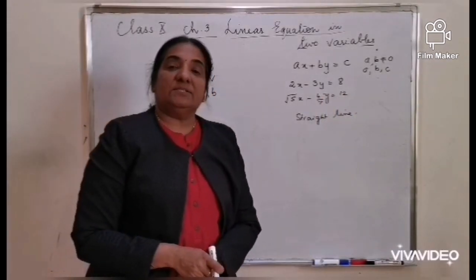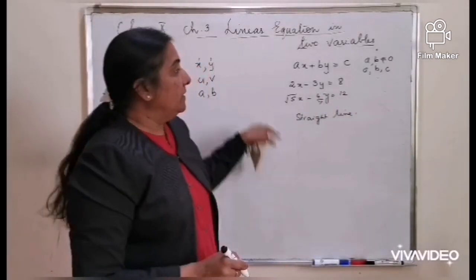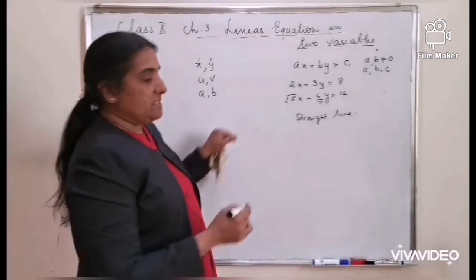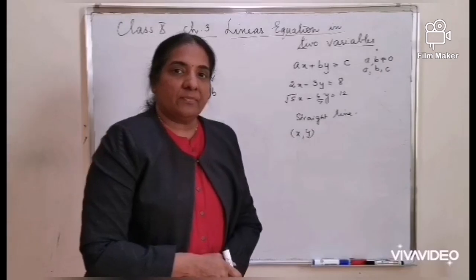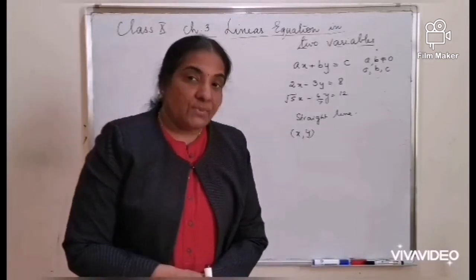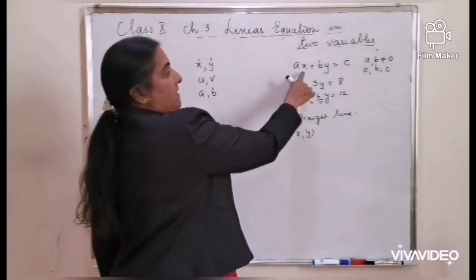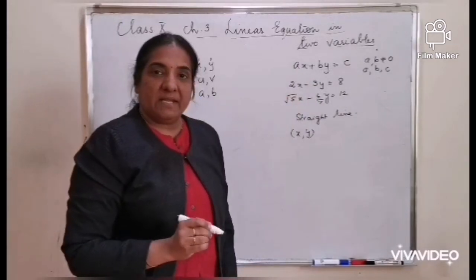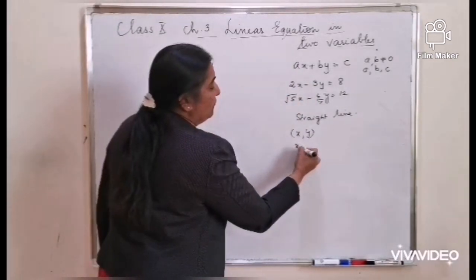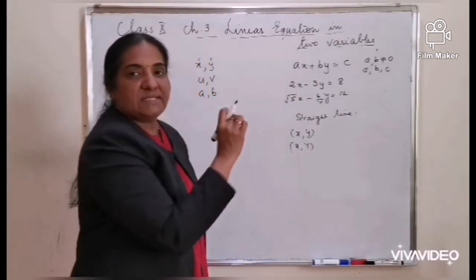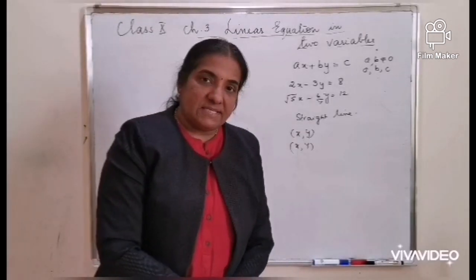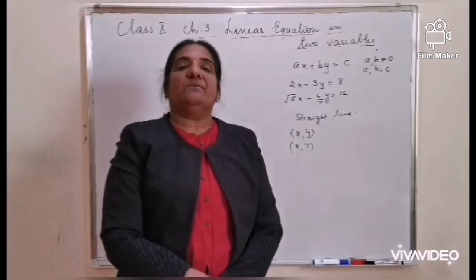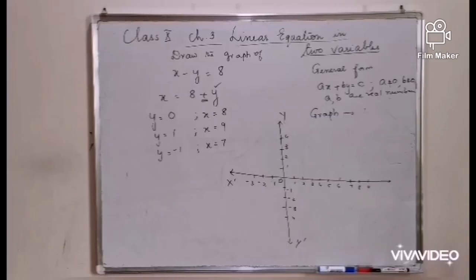What is the solution for a linear equation? It is the ordered pair xy in the coordinate system which will satisfy the given equation. The meaning is, what values of x and y you substitute in the equation so that the left hand side balances with the right hand side.